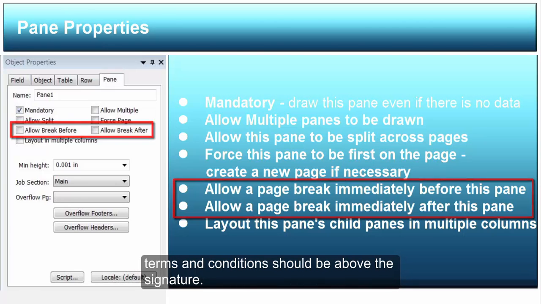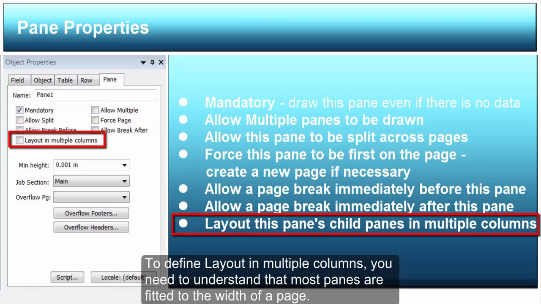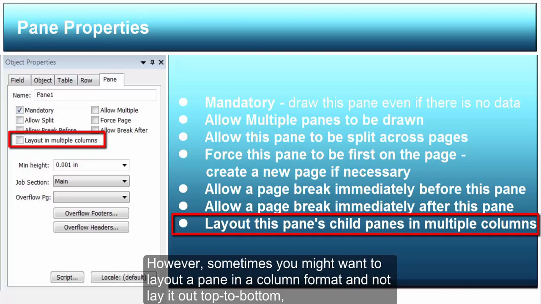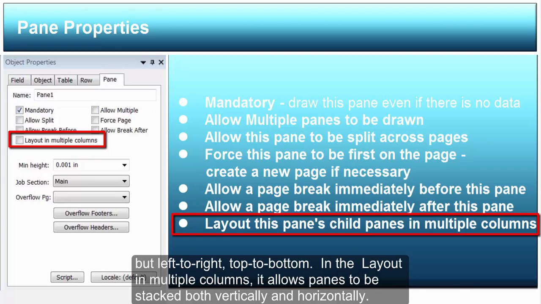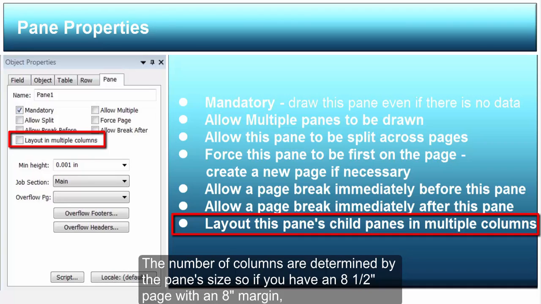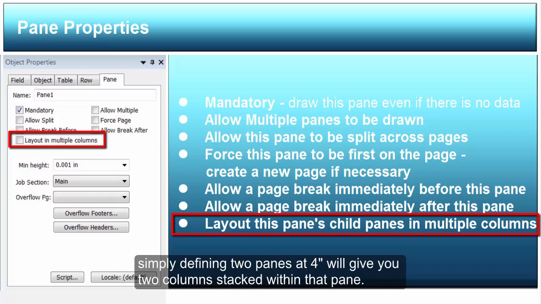To define layout in multiple columns, you need to understand that most panes are fitted to the width of a page. However, sometimes you might want to lay out a pane in a column format and not lay it out simply top to bottom, but left to right, top to bottom. The layout in multiple columns allows panes to be stacked both vertically and horizontally. The number of columns is determined by the pane size, so if you have an 8.5-inch page with an 8-inch margin, simply defining two panes at 4 inches will give you 2 columns stacked within that pane.